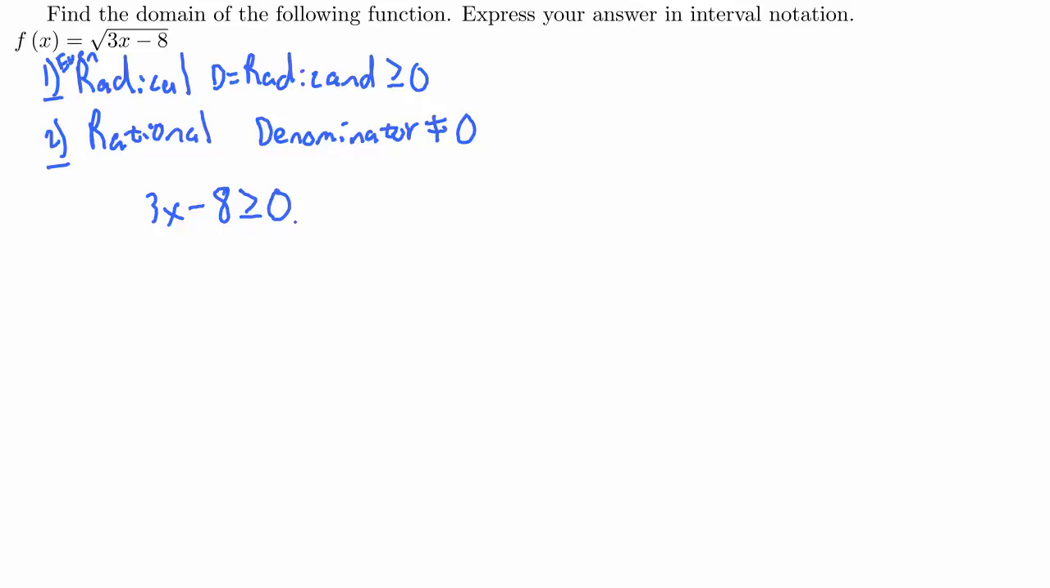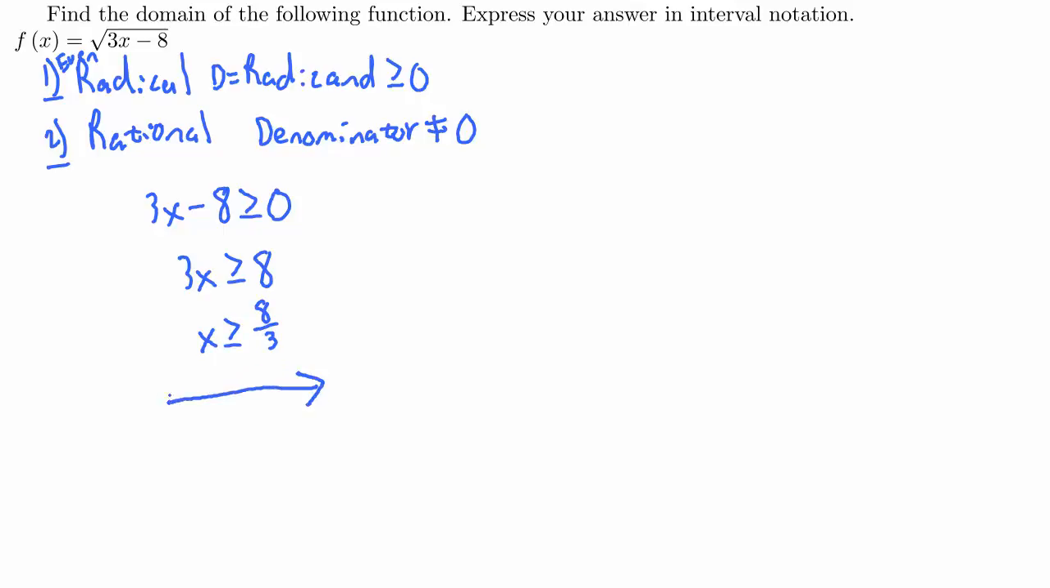This is just a simple linear inequality. So I add 8 to both sides, so we get 3x is greater than or equal to 8. Then we divide by 3, so x is greater than or equal to 8/3.